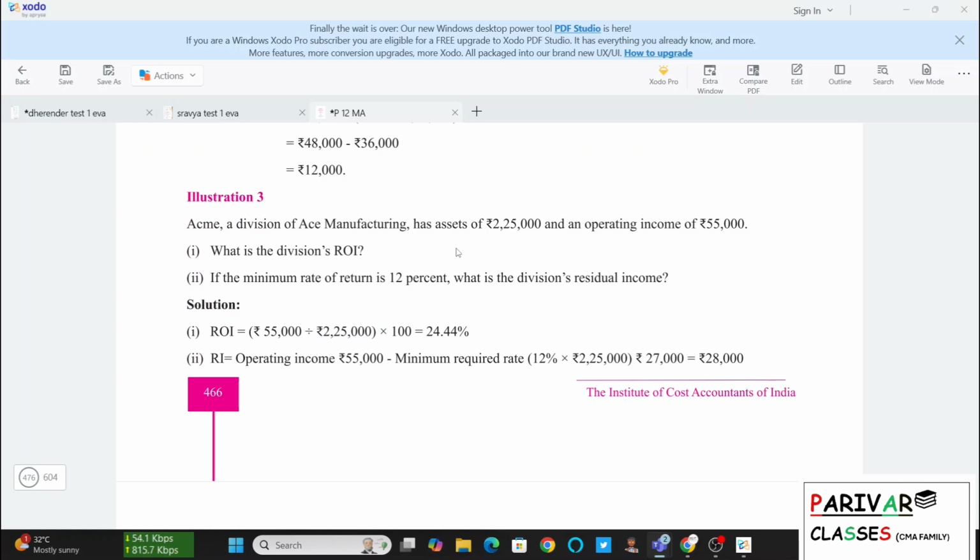Up to here, simple. But in this chapter, instead of the words profit and investment, we use the words operating income and operating assets. Instead of profit, we use operating income. Instead of investment, we use operating assets. So operating income is 55,000 and operating assets is 2,25,000. Let us write the formula here.